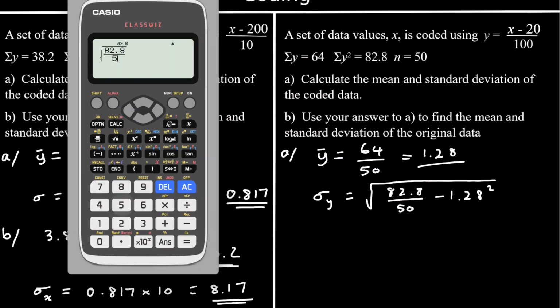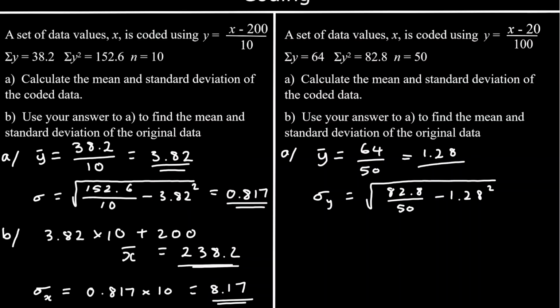So we have 82.8 over 50 minus 1.28 squared, all square rooted because it's the standard deviation, not the variance that we're working out. And we get 0.133. So that's our standard deviation, 0.133. Use your answer to part B to find the mean and standard deviation of the original data.